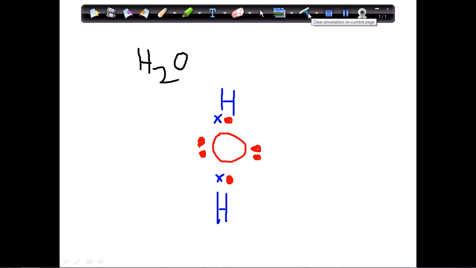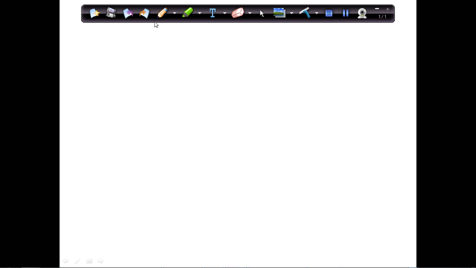So that was H2O. Let's do CH4. So this is methane gas, CH4. So we're going to draw carbon. Carbon is number 6 on the periodic table. So that means that it has 6 electrons, which are arranged 2 and then 4. So carbon has 4 valence electrons. So doing a Lewis diagram, just the 4 valence electrons.